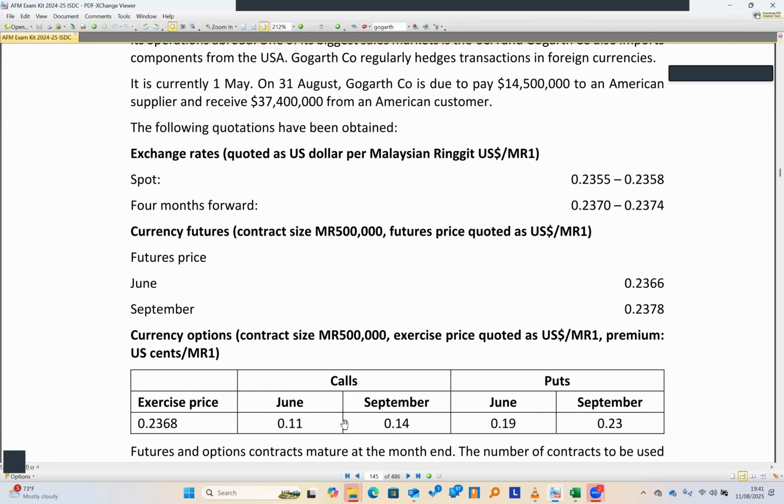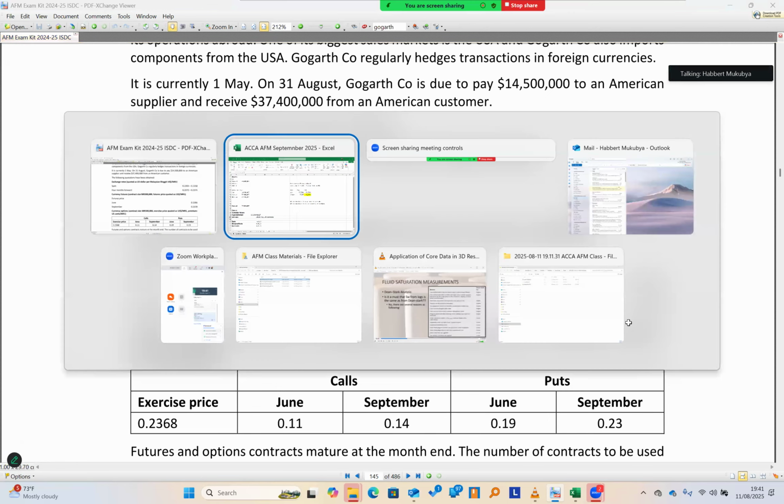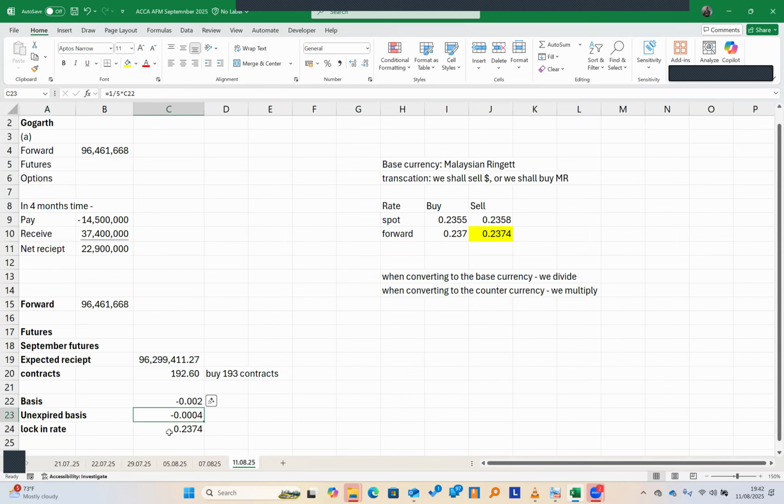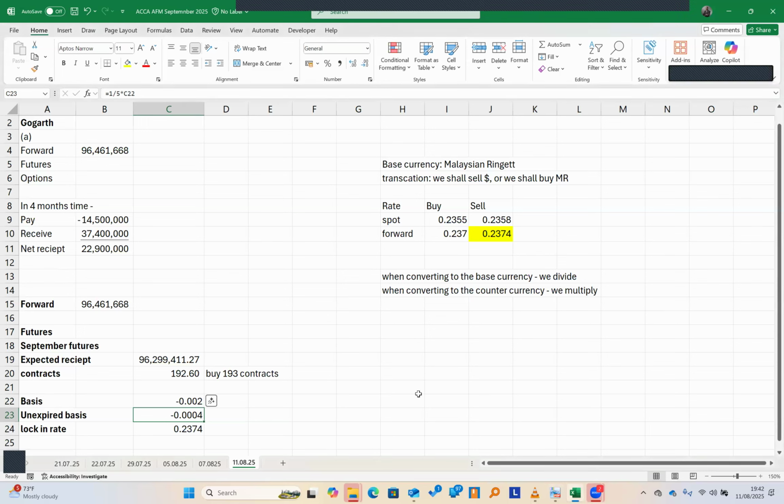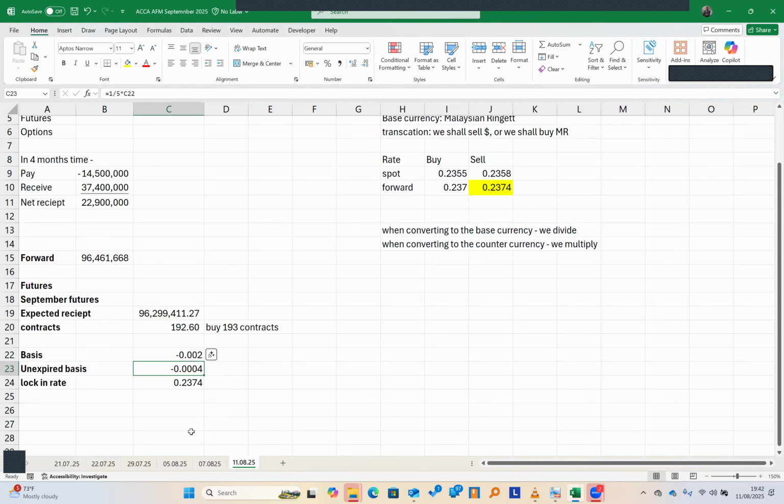So, and you can see that it is different from the September future. So the difference, as we said, is the unexpired basis, and therefore it means that instead of using 0.2378, we should actually use 0.2374 for this date of August 31st. So if we get that, now we can try to determine. So if that's the case, so what am I going to use for what? For the transaction, how much will I actually receive?